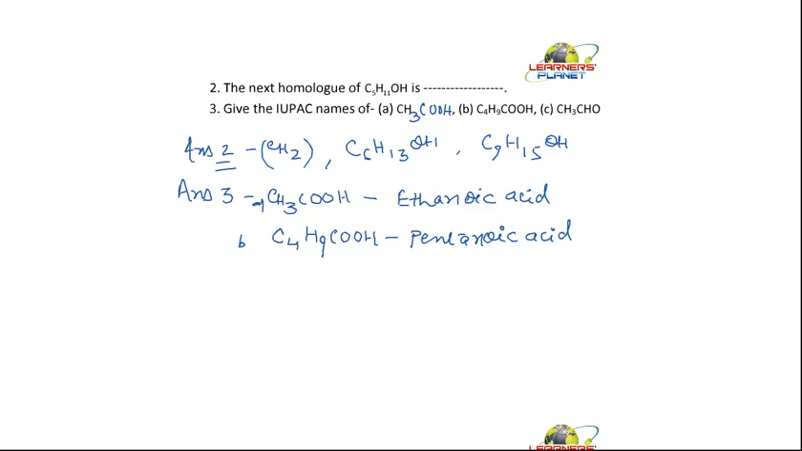Now, the next compound is CH3CHO. How many carbon atoms? 2. Root word eth. Bonds between them single, so it should be an. And what is the suffix for aldehydes? It is al. So it should be ethanal.